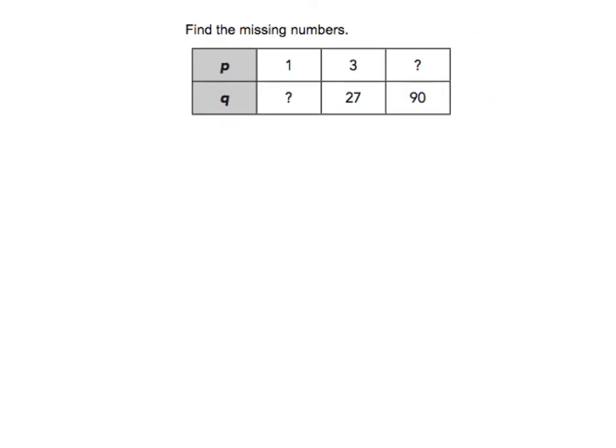So for this one, we want to look at the one we're given. So this 3 and 27. So we know 3 times 9 is 27. So 1 times 9 would be 9. Finally, for the last one, 27 divided by 9 is 3. So 90 divided by 9 would be 10. And we get that from 90 divided by 9.